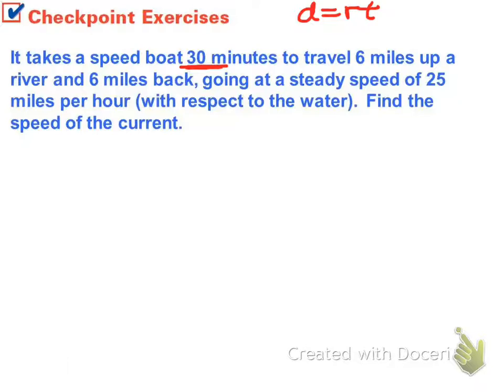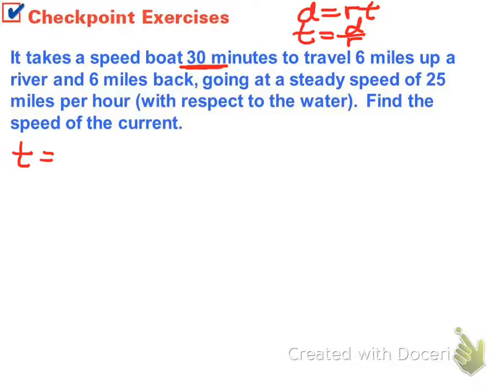If I wanted to get time by itself, I could divide both sides by the rate. That would eliminate the rate with the time, and so we would have time is equal to the distance divided by the rate. Well, in our equation we have two different distances. We have the distance upstream and the distance back downstream, and we have two different rates.